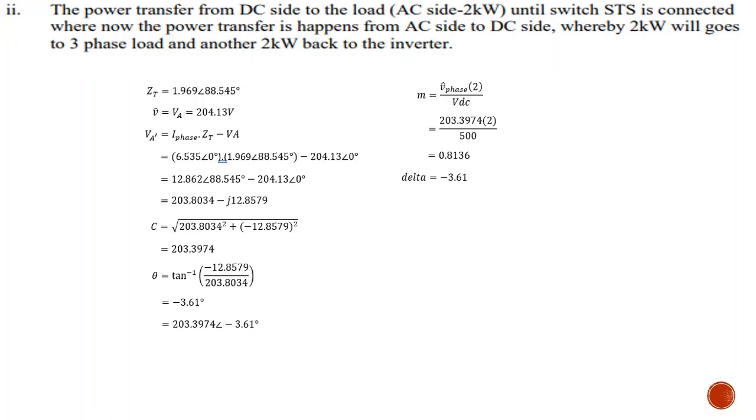If it is combined with the C value, we obtain 203.3974, and the degree is negative 3.61. The M value we obtain is 0.836, and the delta is negative 3.61.